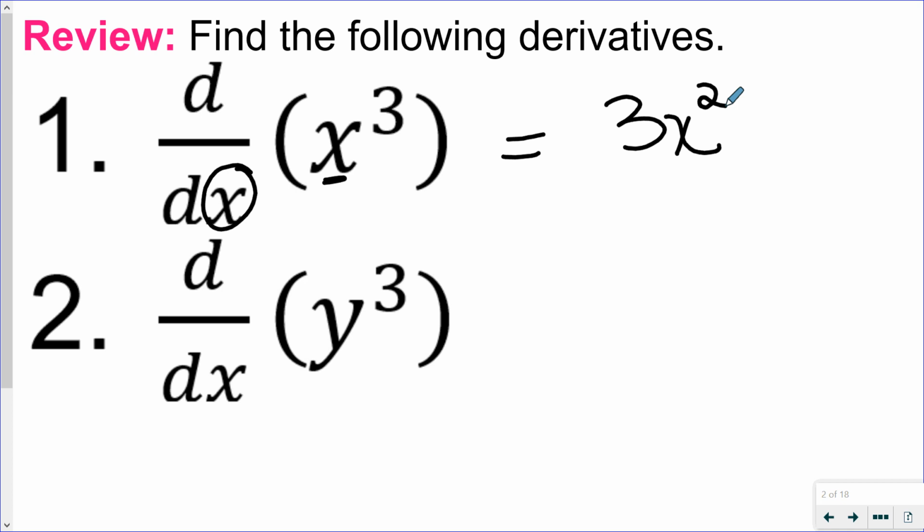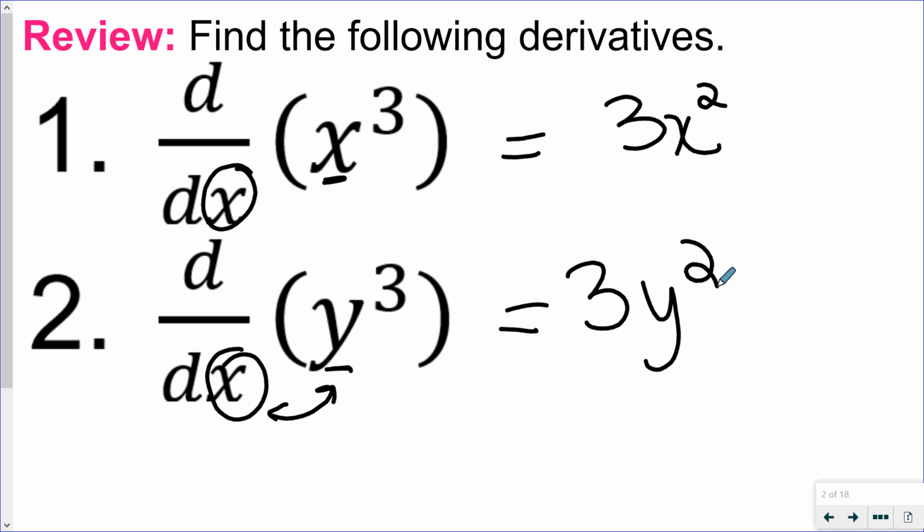Now let's look at the next one. I'm taking the derivative with respect to x, but I'm doing it for y. So those don't match. So what I need to do is take the derivative. Just like x cubed, y cubed would have a derivative of 3y squared. But then I take the derivative of y. Since it's with respect to x, I don't know what the derivative of y is. So I indicate that by saying y prime.